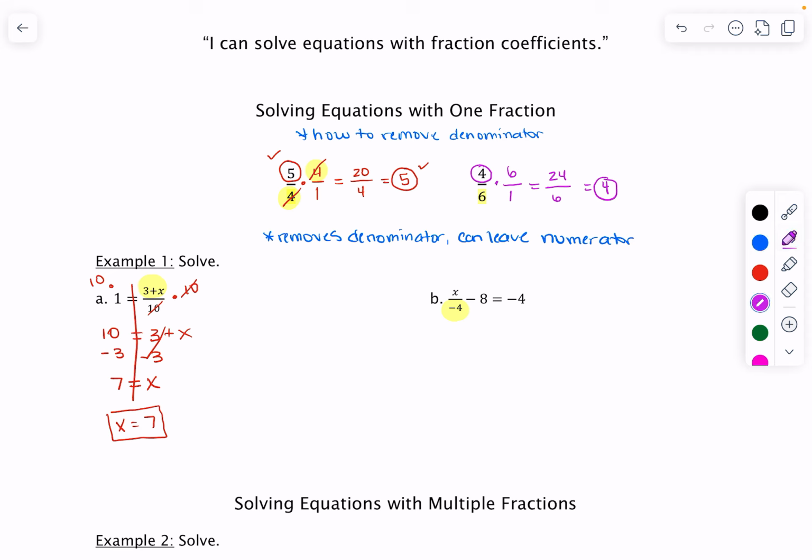And when I say everything, I'm not just going to say, okay, times -4 here and times -4 here. I also have to multiply that -8 by -4. So I have to multiply every single term.